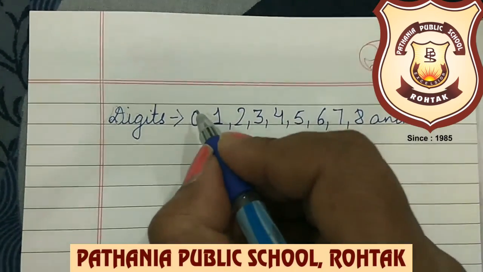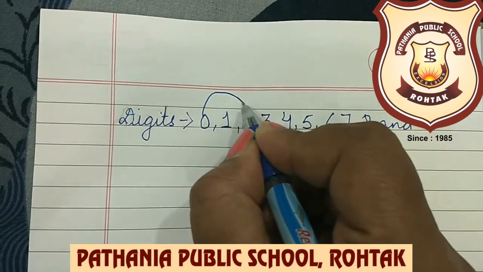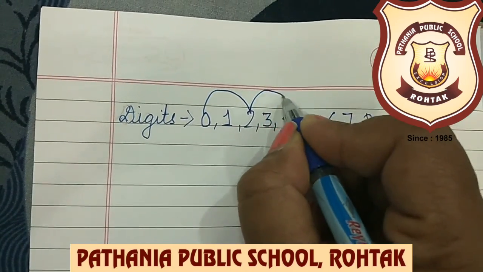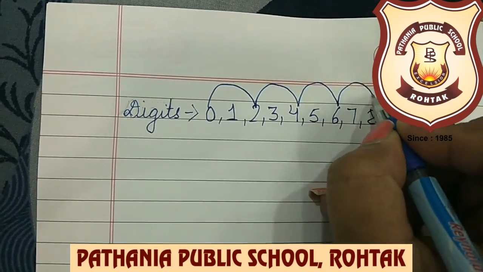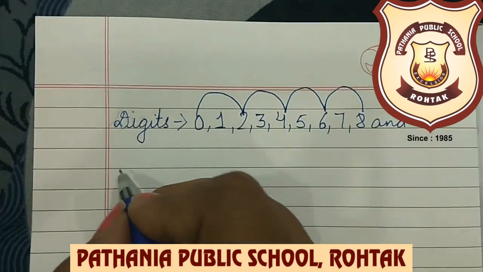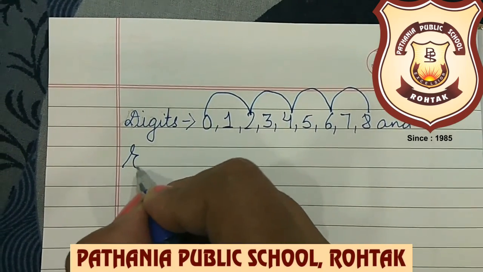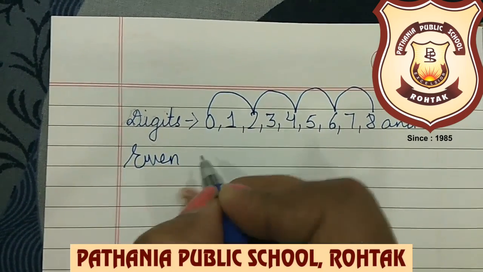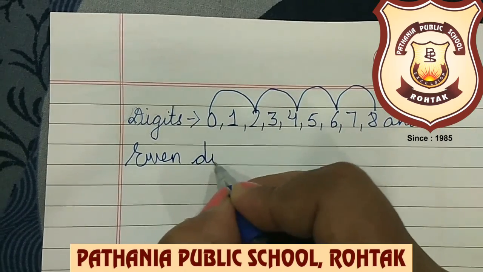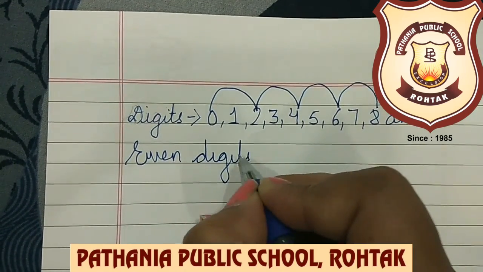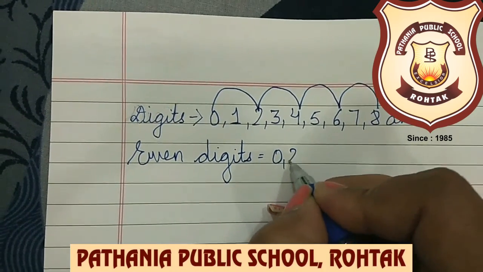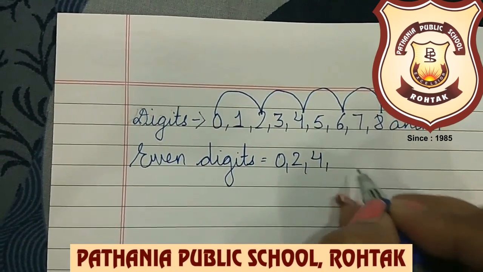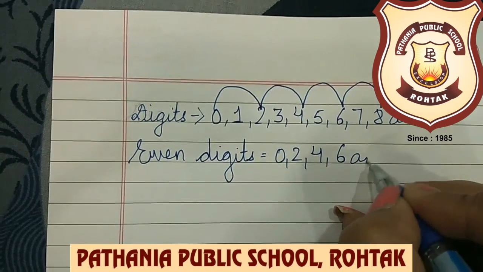So beta, the digits which come in 2's table are known as even digits. So from here we got our even digits. And what are our even digits? Yes, please tell me everyone. Yes, even digits are 0, 2, 4, 6 and 8.